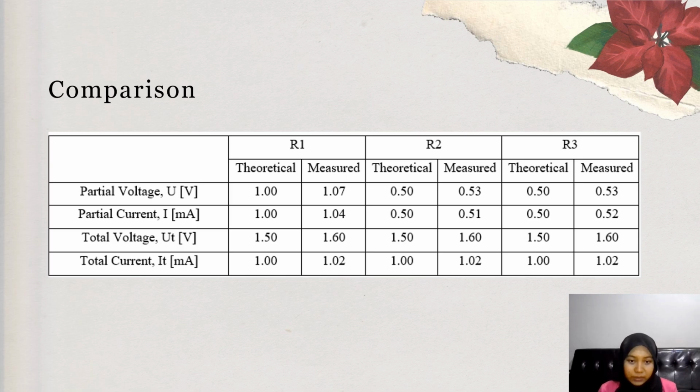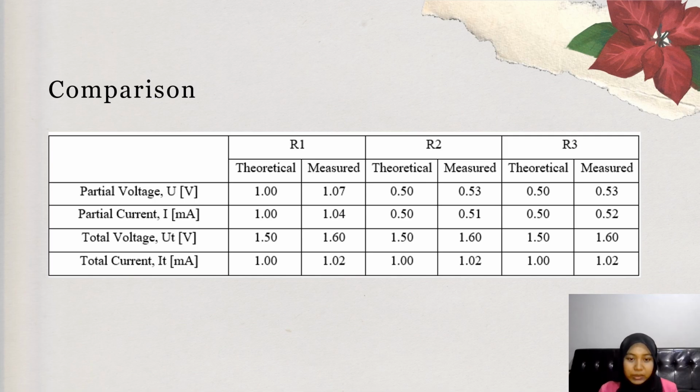For the total voltage, the theoretical value is 1.5, meanwhile the measured value is 1.6. It is the same for R2 and R3. For the total current, for all three resistors, the theoretical value is 1.0, meanwhile the measured value is 1.02.